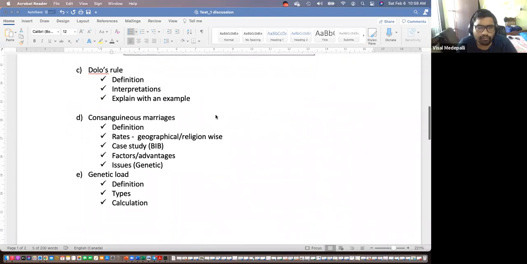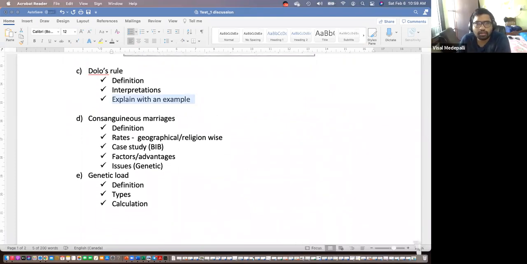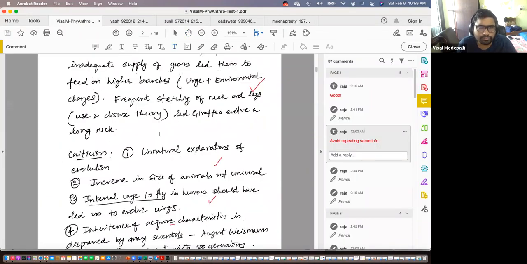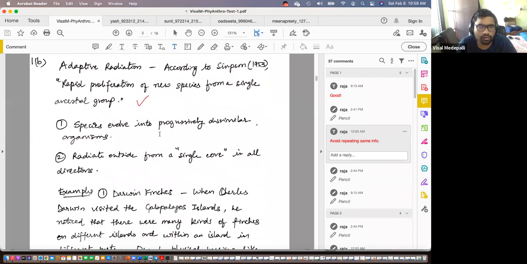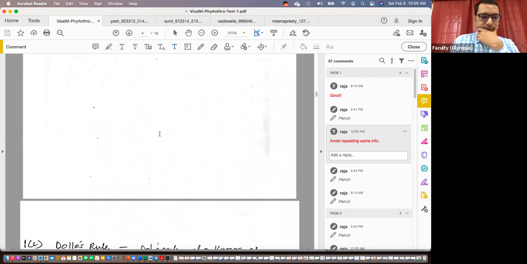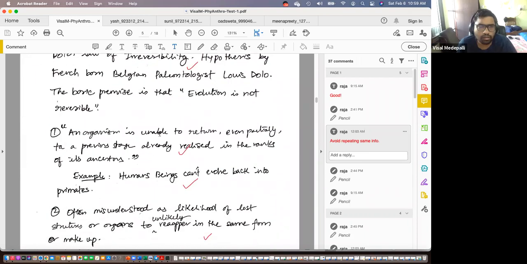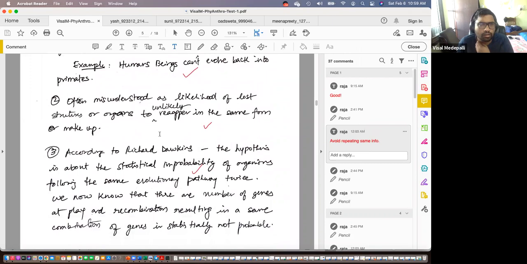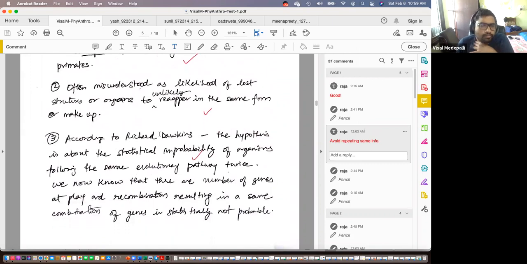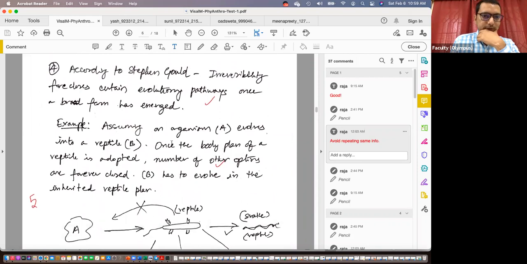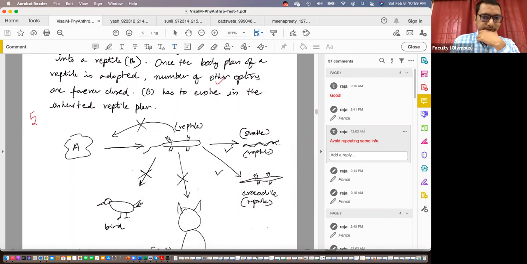Sir, I have drawn a couple of images. Can you suggest which is the better way? Sure. So you're talking about this question, right? For Dollo, yeah. So I gave interpretations of Richard Dawkins and Stephen Gould.